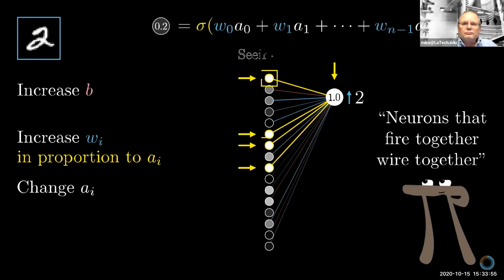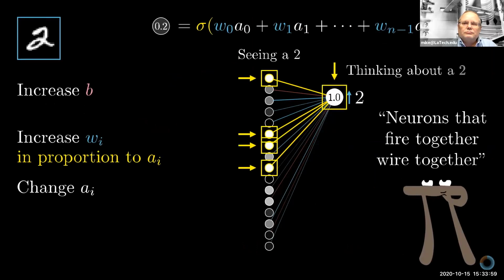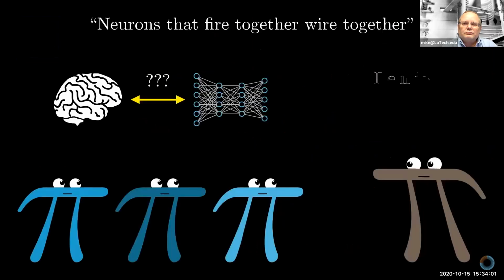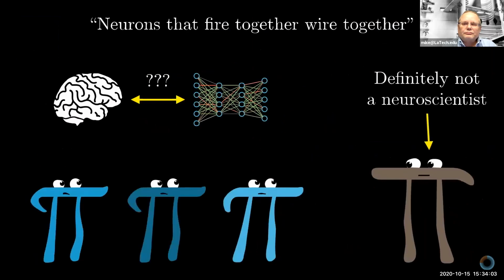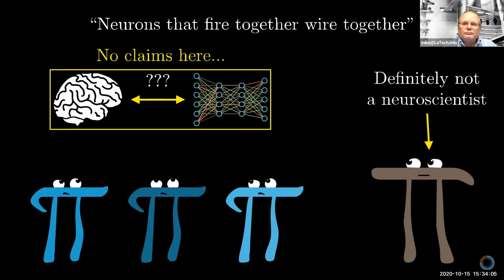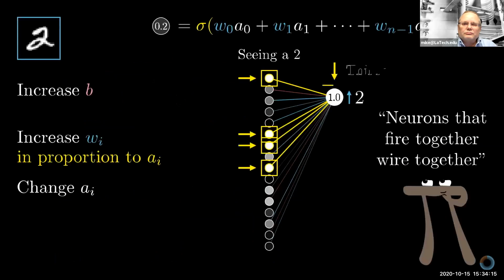In a sense, the neurons that are firing while seeing a 2 get more strongly linked to those firing when thinking about it too. To be clear, I really am not in a position to make statements one way or another about whether artificial networks of neurons behave anything like biological brains, and this fires together, wire together idea comes with a couple meaningful asterisks. But taken as a very loose analogy, I do find it interesting to note.